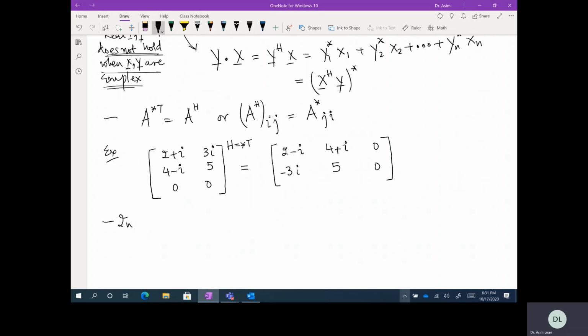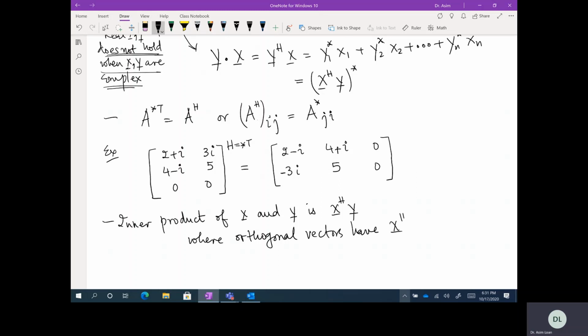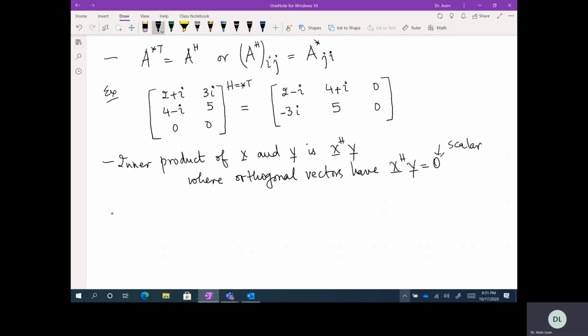Okay, so inner product. The inner product of x and y is x^H y. This is the general definition. If x is real, there is no use of conjugate, this is simply x transpose y. Orthogonal vectors have x^H y equals 0. This is a scalar, not a vector, so it's a dot product, and it's 0.